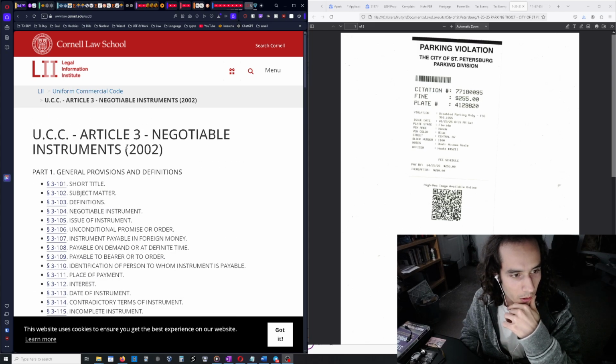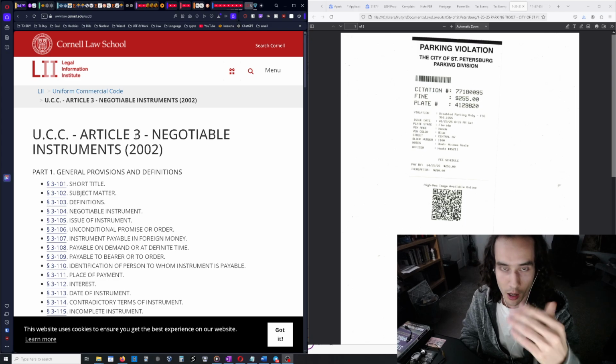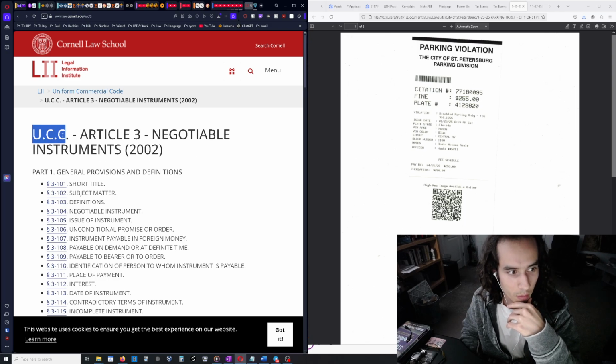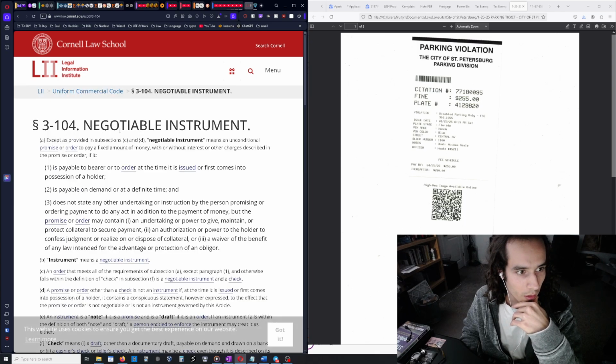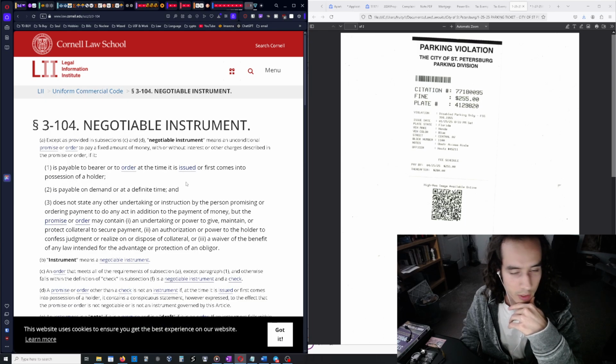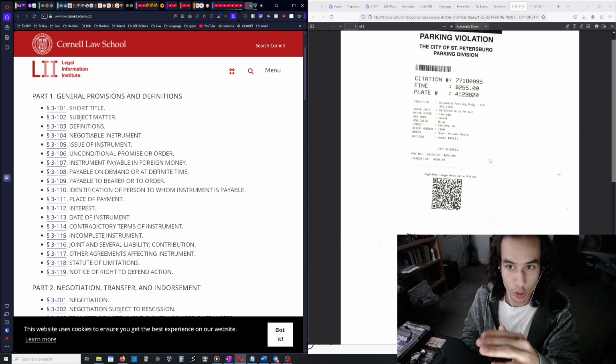And just so you know, the definition and the law behind how negotiable instruments work and what they are is found in the Uniform Commercial Code, Article 3. You can read about negotiable instruments here. We won't go into detail because I'm just going to show you how to pay the parking ticket.